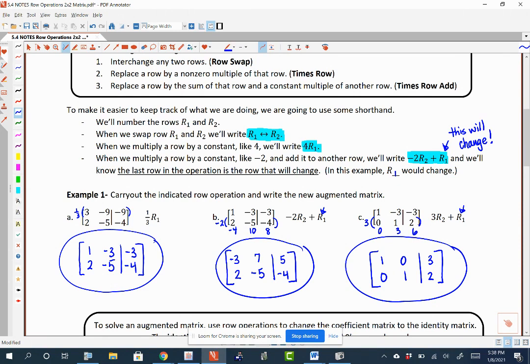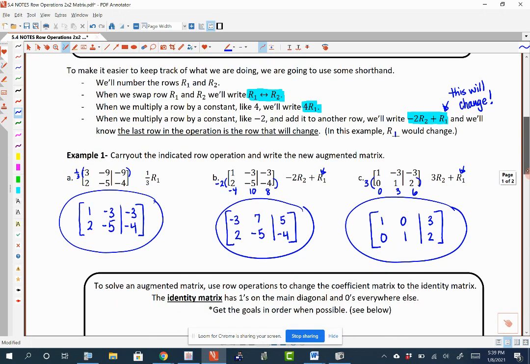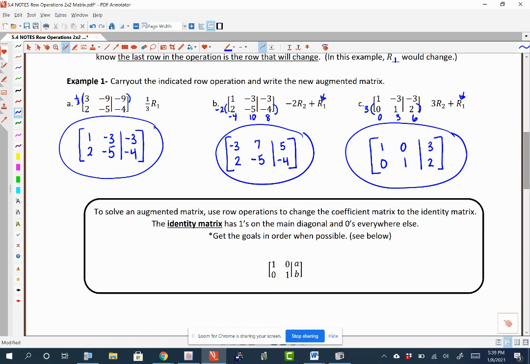So let's look at what we're going to be using these row operations to help us find. In this box below, it says that to solve an augmented matrix, we're going to use row operations to change that coefficient matrix, so we saw that at the top, to the identity matrix. And remember, the identity matrix has 1s in the main diagonal and 0s everywhere else. As we look at this example below, this main diagonal will always have 1s, and there's going to be 0s everywhere else.